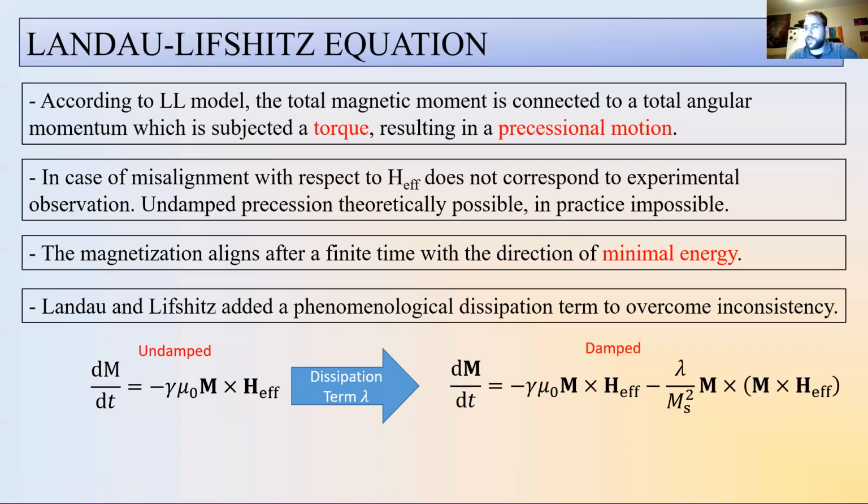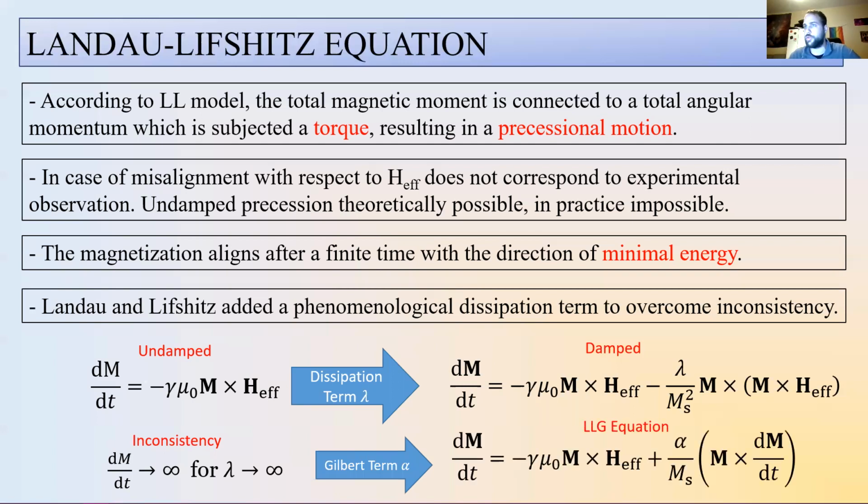So Landau and Lifshitz added a phenomenological dissipation term to overcome this inconsistency, but another inconsistency occurred: our dissipation term goes to infinity as the time derivative of the magnetization goes to infinity. So this damped equation is not solvable under high damping conditions. So Gilbert introduced another term, the Gilbert damping term alpha, and the LL equation becomes the LLG equation, and we can continue with that.